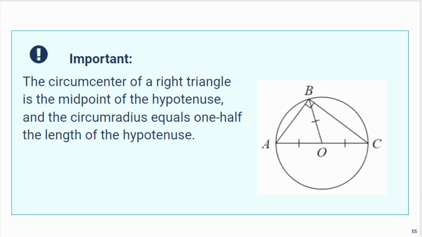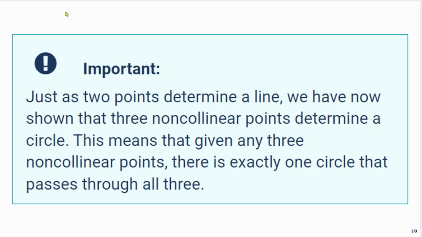And you should also note that there is an important property of circles. Just as 2 points determine a line, we have now shown that 3 non-collinear points determine a circle. This means that given any 3 non-collinear points, there is exactly one circle that passes through all 3. Which means 3 non-collinear points can determine a unique circle.